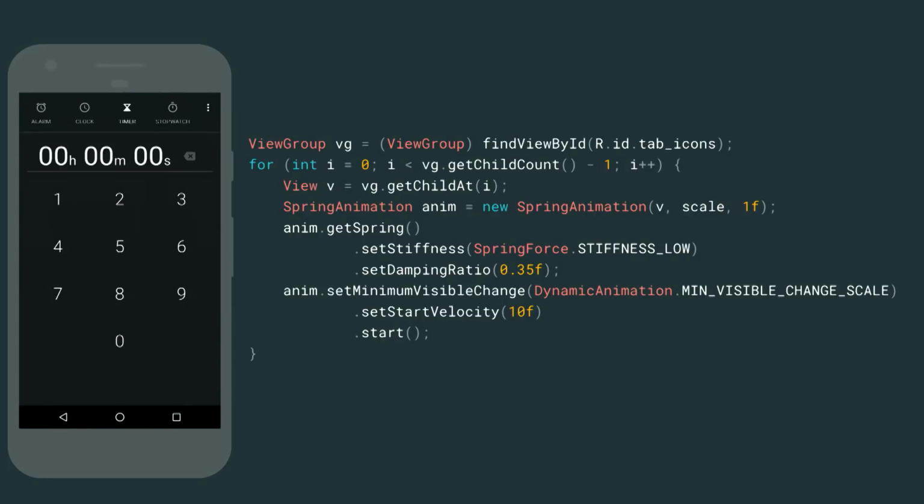And in this case, we're saying we want the minimum visible change scale as our minimum visible change. This is the equivalent of saying, here's the value that you can use so that when the value change goes below this, you can just consider that the animation is no longer making a visible change on screen. Therefore, you can stop to preserve battery.